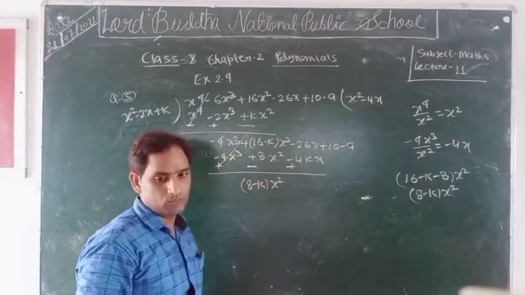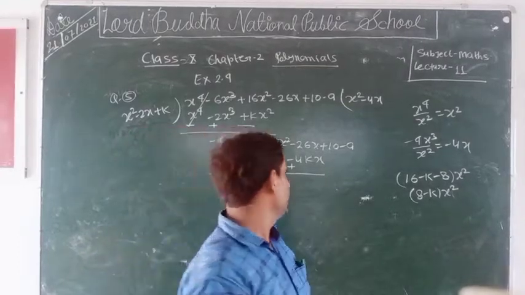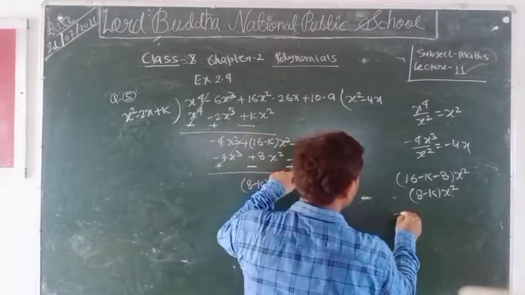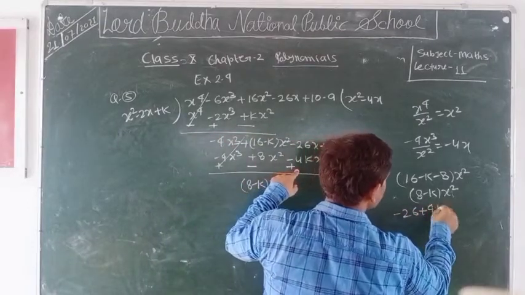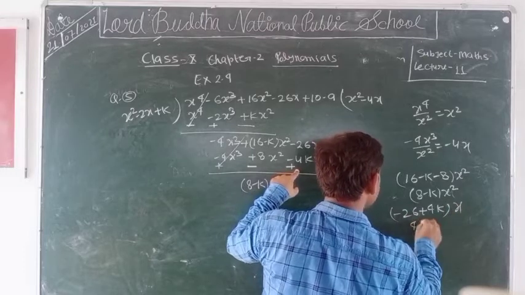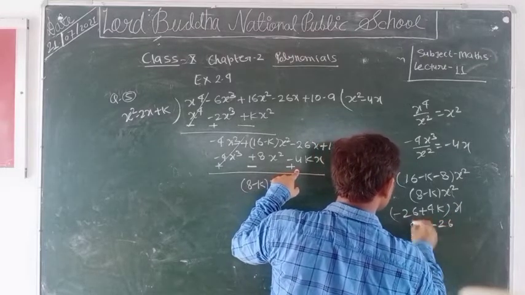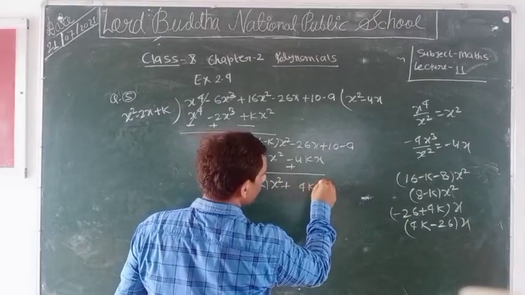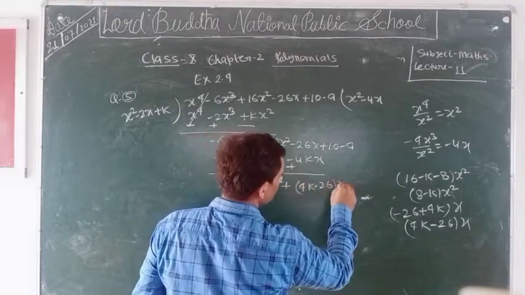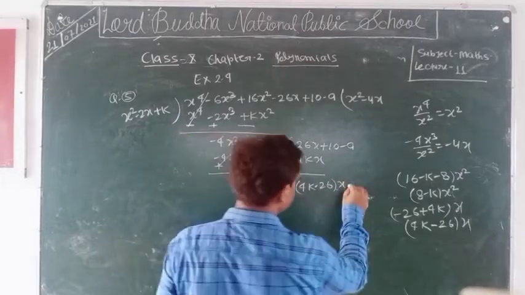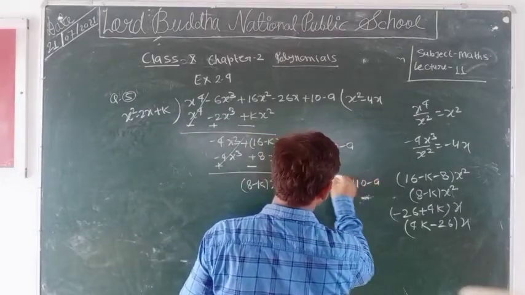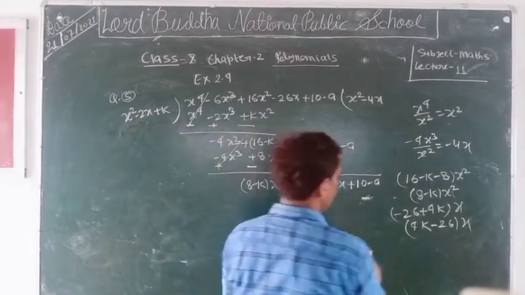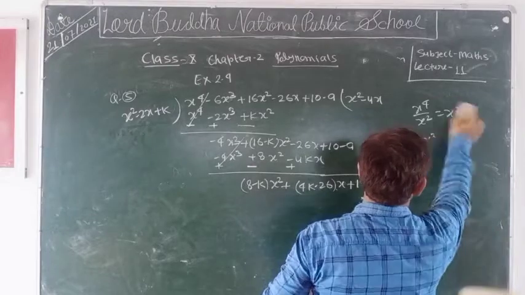Now in the next step we see that here this is plus and this minus. Here x is common, minus 26 plus 4k into x, we write as 4k minus 26 into x. Plus 10 minus 8.